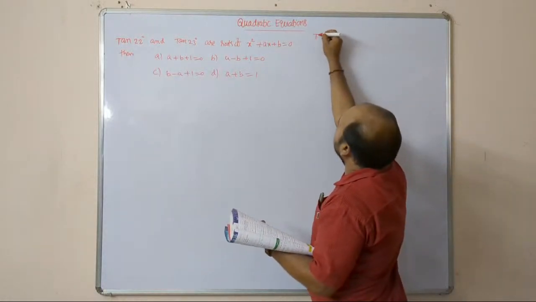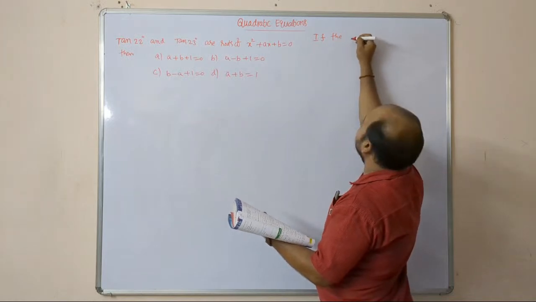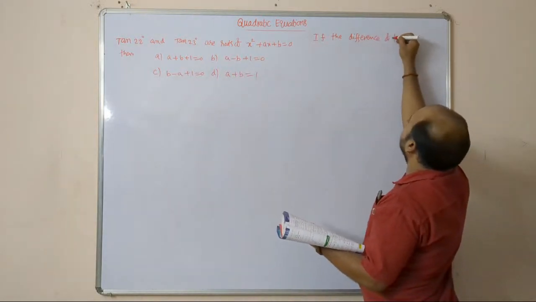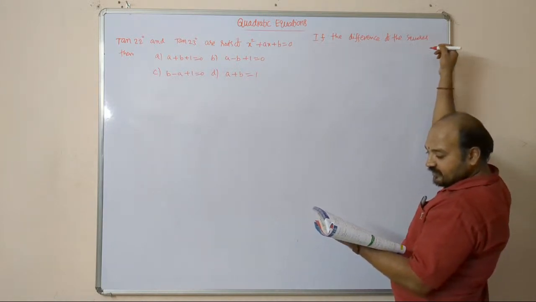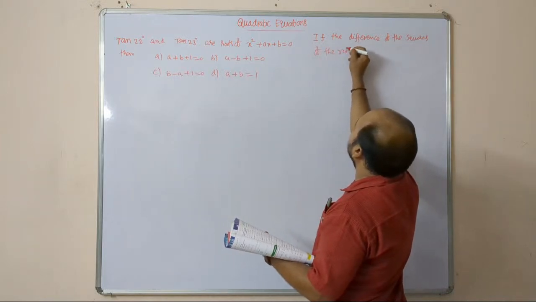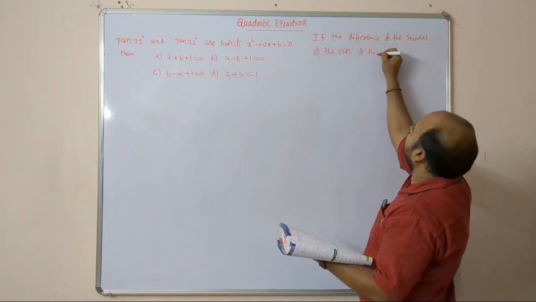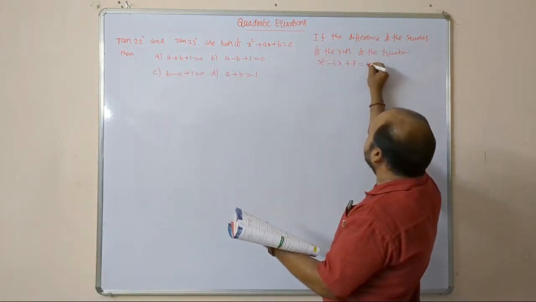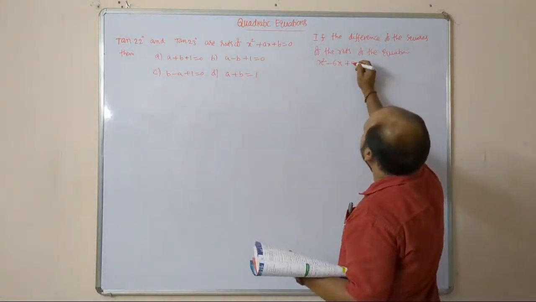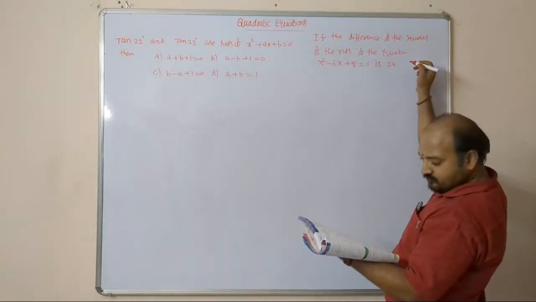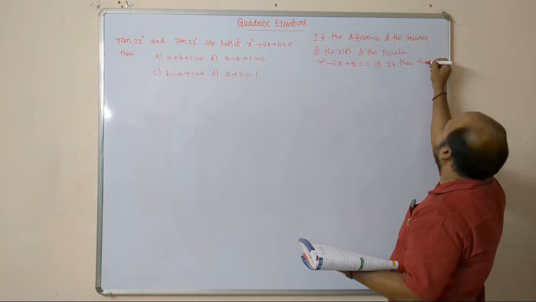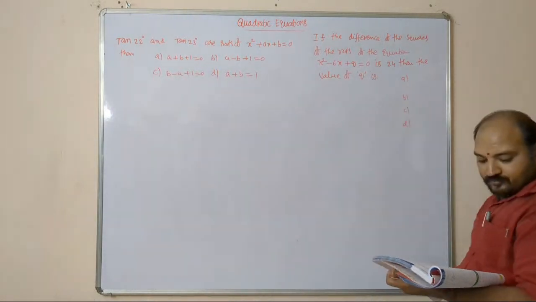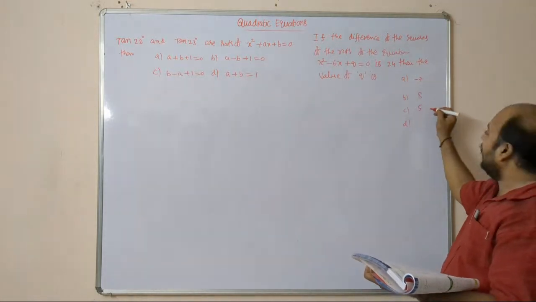Next one, if the difference of the squares of the roots of the equation x square minus 6x plus p equal to 0, plus q is 24, then the value of q is minus 7, 8, 5 and 4.